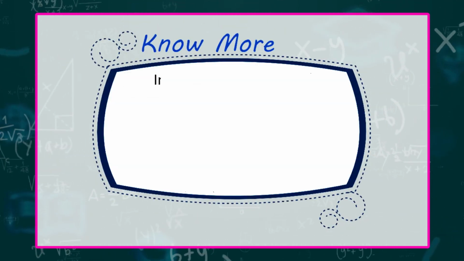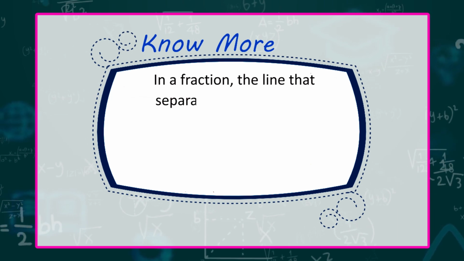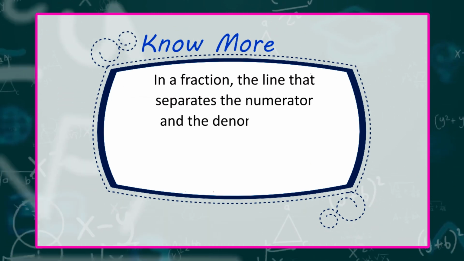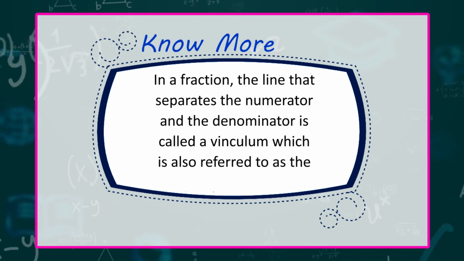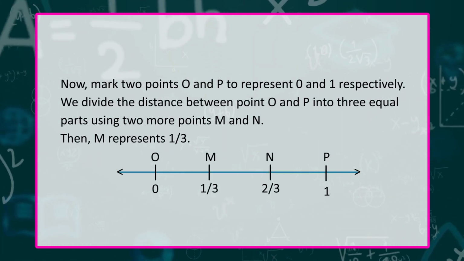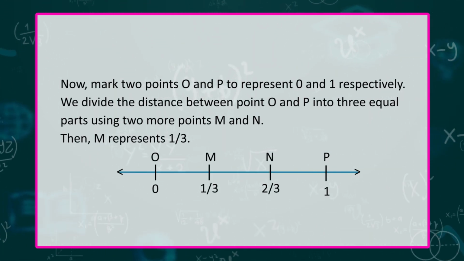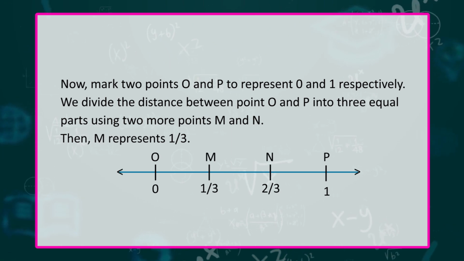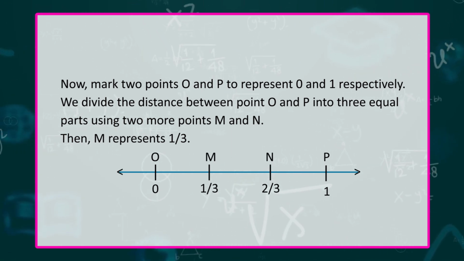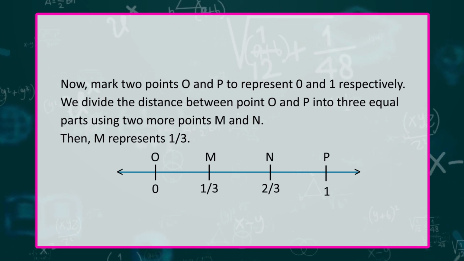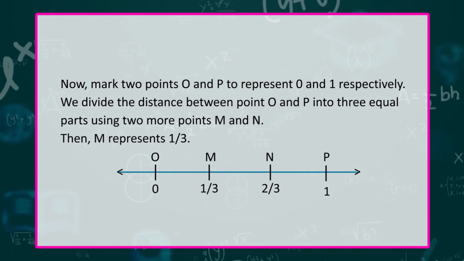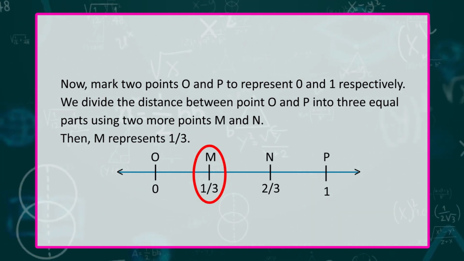Note: in a fraction, the line that separates the numerator and the denominator is called a vinculum, which is also referred to as the fraction bar. Now mark 2 points O and P to represent 0 and 1 respectively. We divide the distance between points O and P into 3 equal parts using 2 more points M and N. Then M represents 1/3.